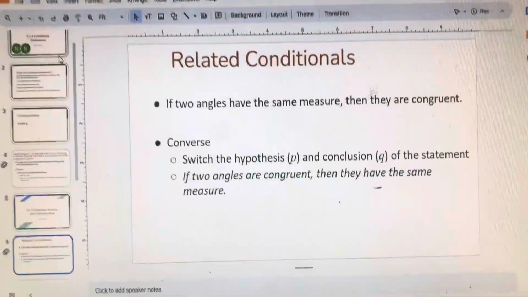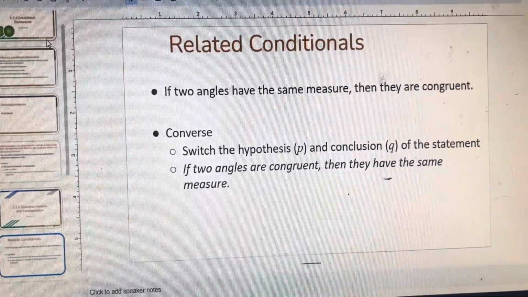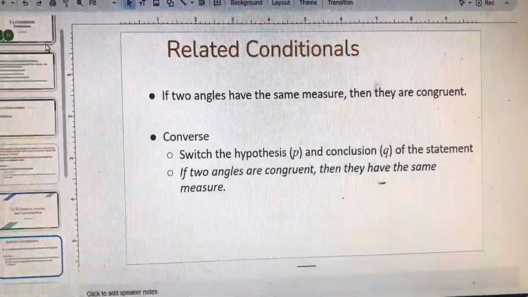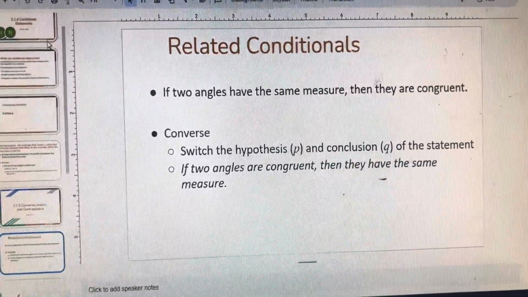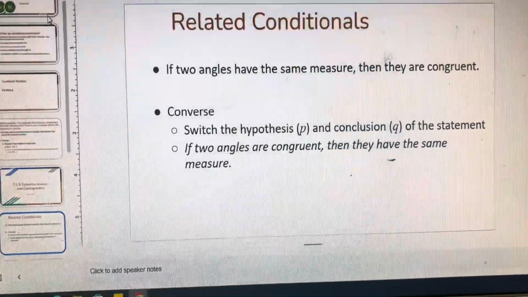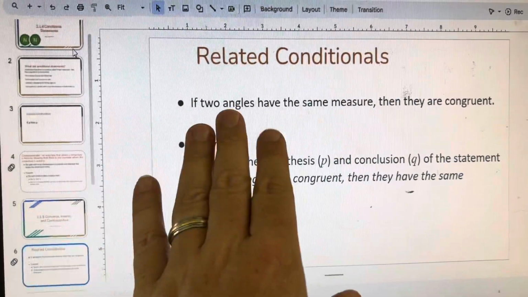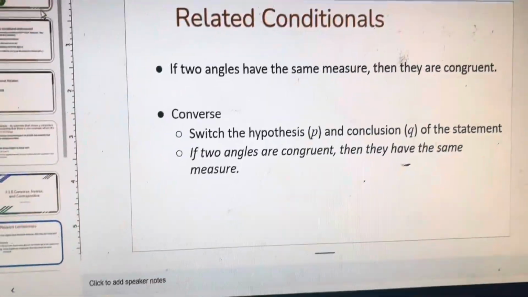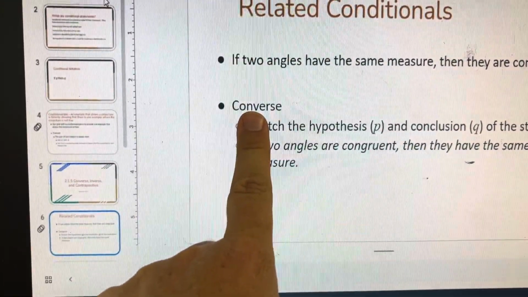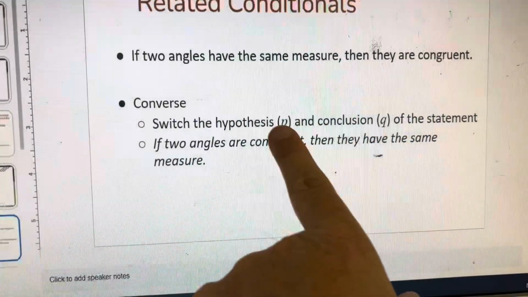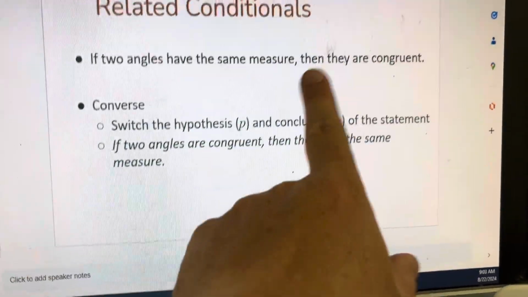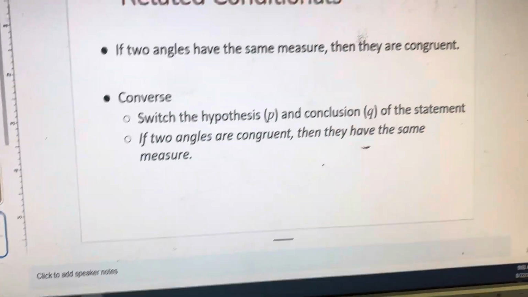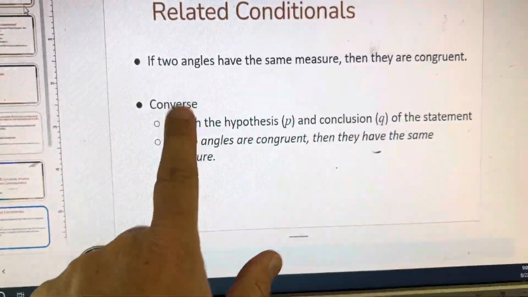So the related conditionals: every single conditional statement, every if-then statement, is going to have three related statements. They're going to be the converse, inverse, and contrapositive. So when we put these together, we have our statement here. If two angles have the same measure, then they are congruent. So when we have the converse of this, we switch the hypothesis and conclusion. So if two angles are congruent, then they have the same measure. We switch the order of these, that's converse.